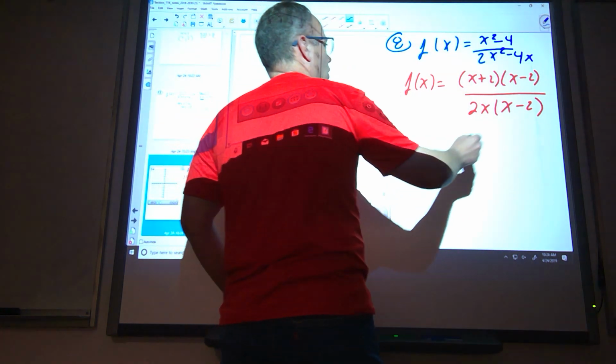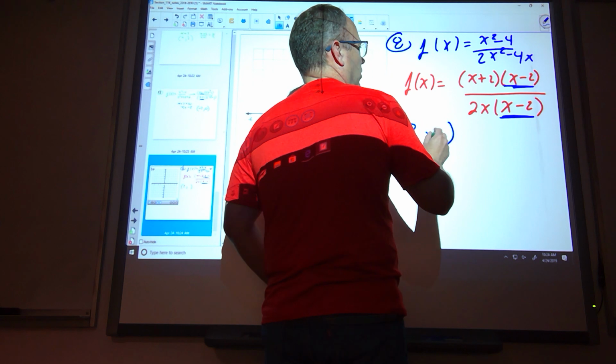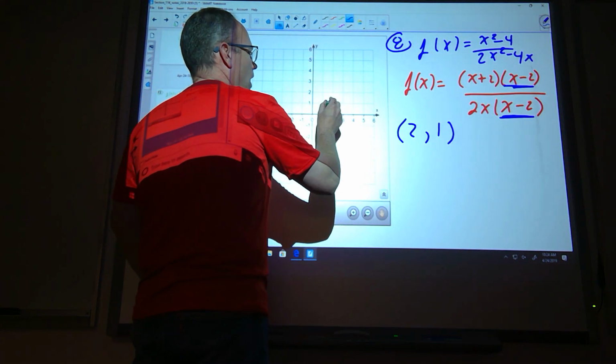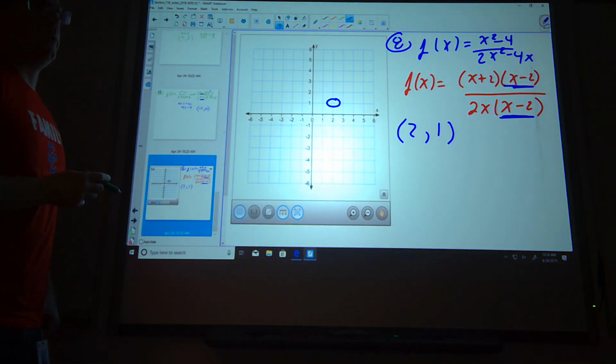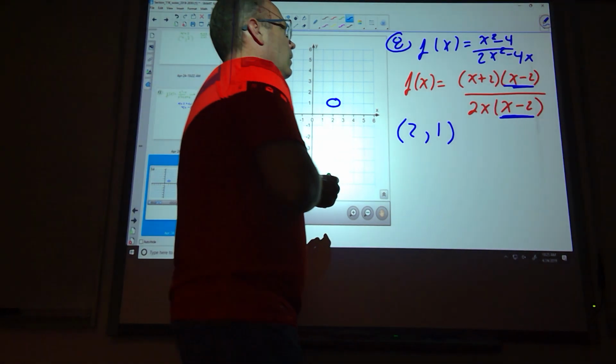Okay. So b and I share the x minus 2 at 2 comma something. That's going to be 4 over 4, so 2 comma 1. So at 2 comma 1, I have a hole. Can anyone see that I put a hole there? It is a circle. That's representing our hole.